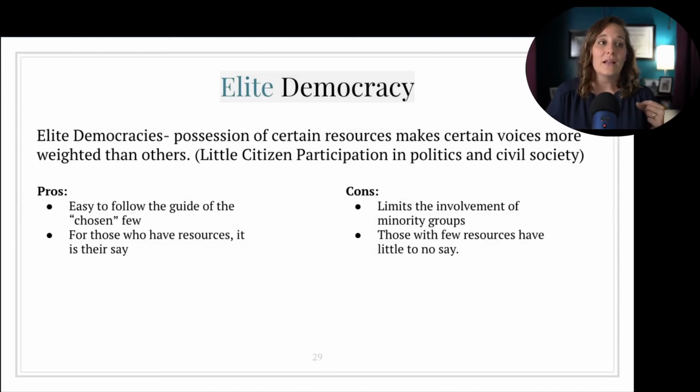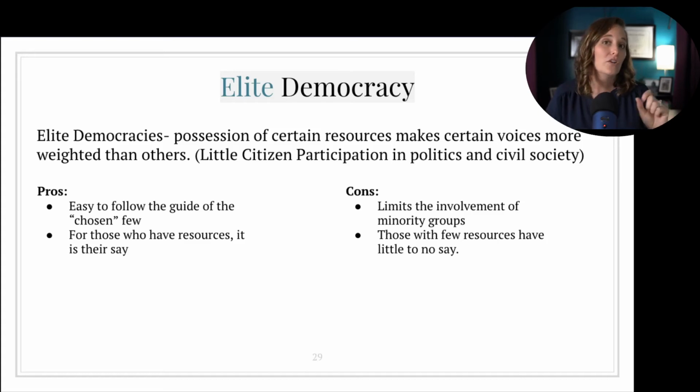In the elite democracy model, the possession of certain resources makes certain voices more weighted than others. So simply put, individuals with the most time, education, money, and access to government will be more likely to be heard because of their resources.